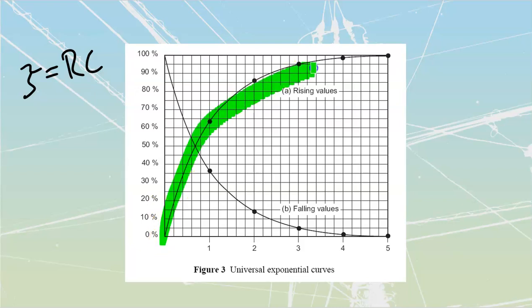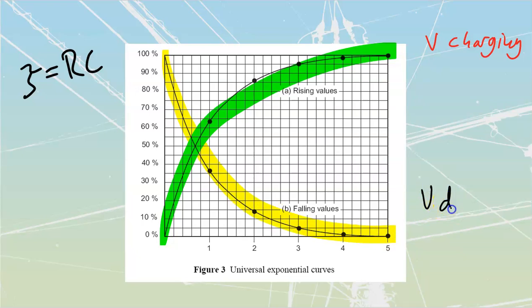Let's start with this one over here, the one that's highlighted in green. This curve describes my voltage charging. It's just going to be the way that the voltage rises up. This one over here can be used to describe 2 separate things. It's going to describe my voltage discharging. We start out at the 100% voltage and we drop it all the way.